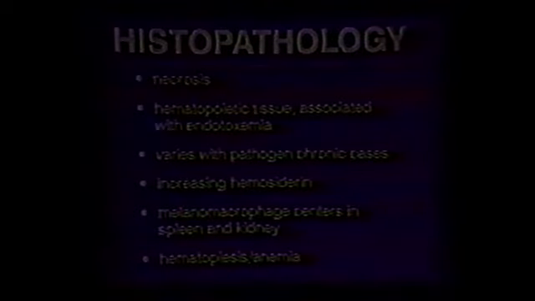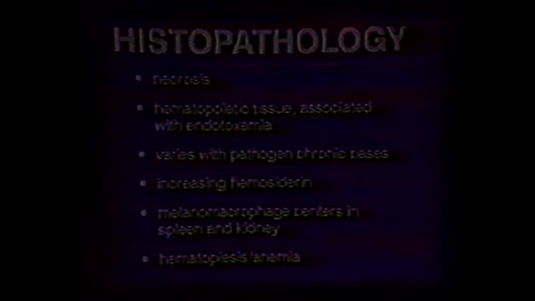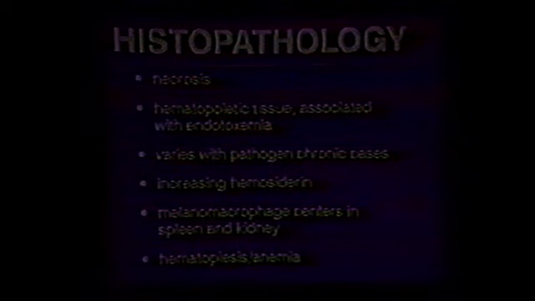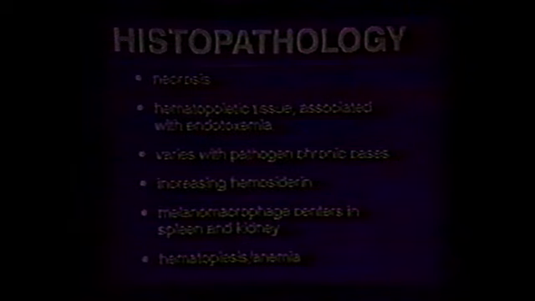From a histopathological perspective, you can have frank necrosis of hematopoietic elements. This is typically associated with endotoxemia, and it varies quite considerably with the nature of the pathogen that's present. Typically, as the fulminant stages start to subside, you'll have increasing accumulations of hemosiderin, as well as melanomacrophage centers within the spleen and kidney. I'll get into what's believed to be the function of the melanomacrophage centers within these different fish a little bit later. There may also be small islands of hematopoiesis, or in contrast, you may get anemia within the fish themselves.